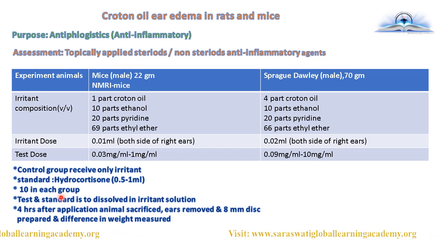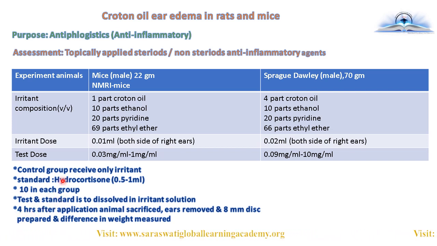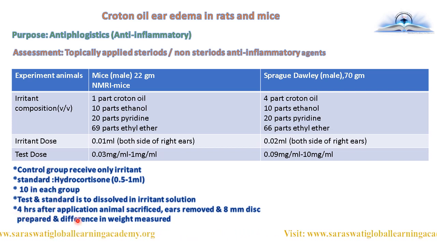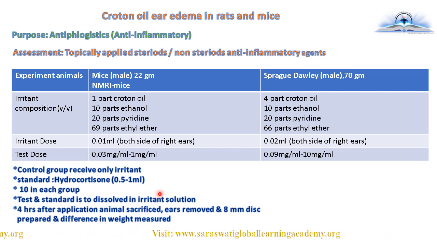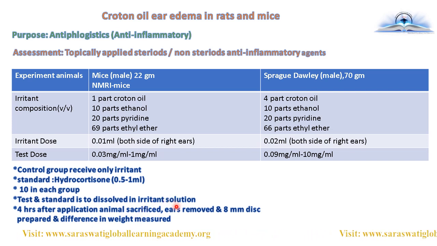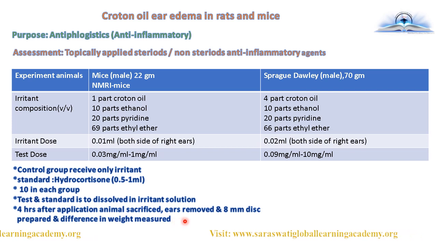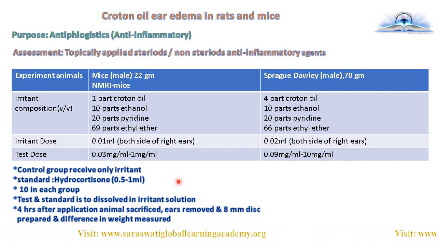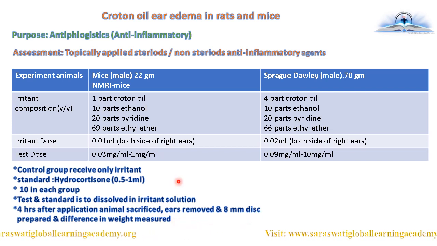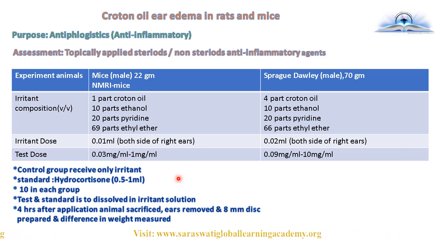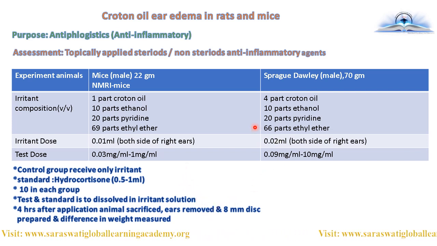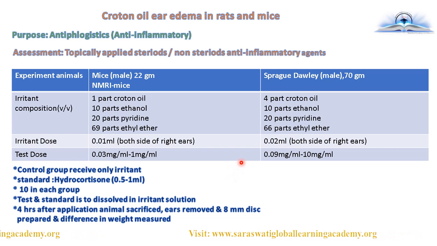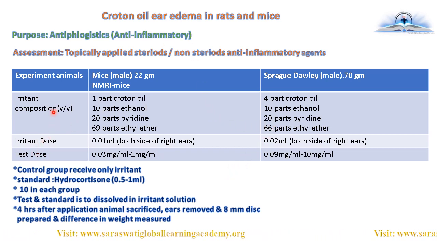Okay. Now, sample size would be 10 in each group, or as per the power analysis, the sample size demands. Now, test and standard. After 4 hours of application, the animal has to be sacrificed under ether anesthesia, and the ears have to be removed, and 8 millimeter biopsies punched out, and the difference in the weight needs to be measured, which will be the indicator of the anti-inflammatory activity of the test substance.